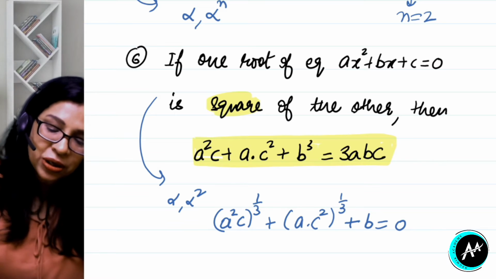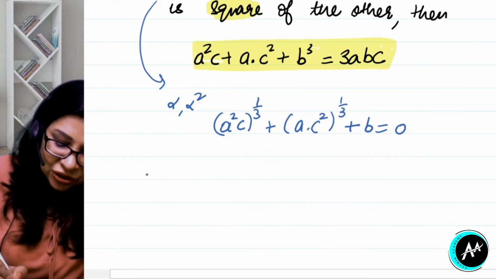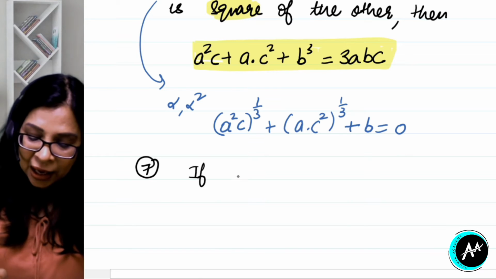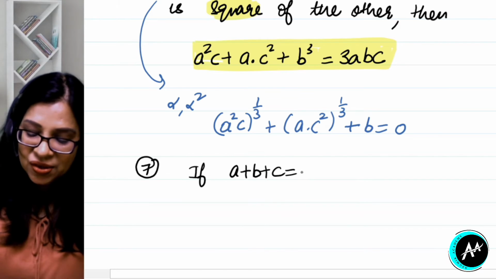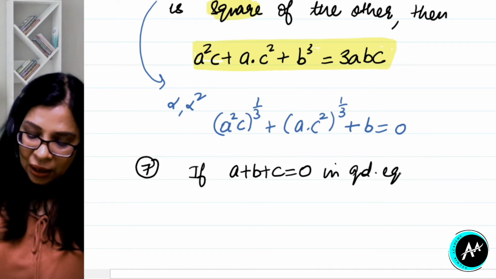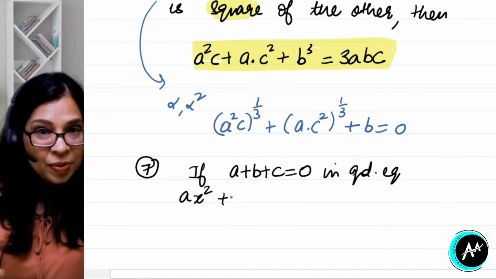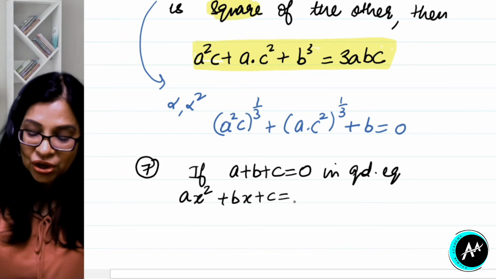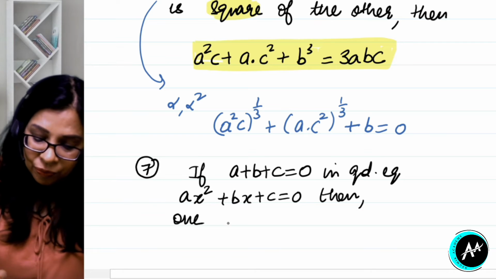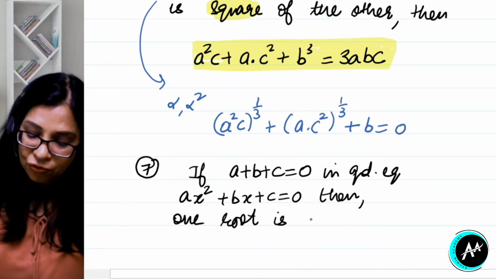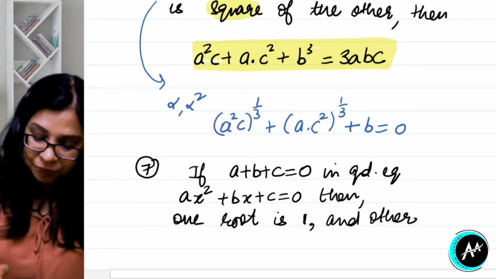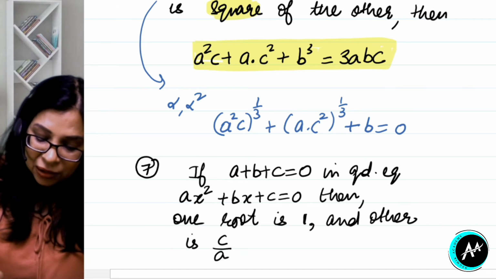Now let us move on to the next one. Look at the seventh result. The seventh result would be that if a plus b plus c is equal to 0 in the quadratic equation ax square plus bx plus c equal to 0, then one root is 1 and the other is c upon a. So I can directly tell the roots.